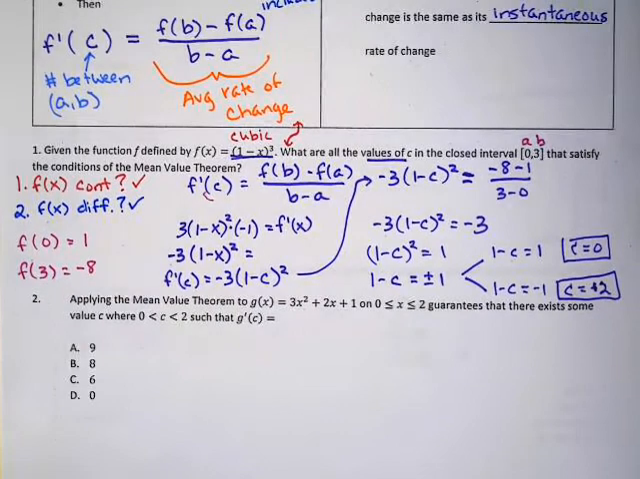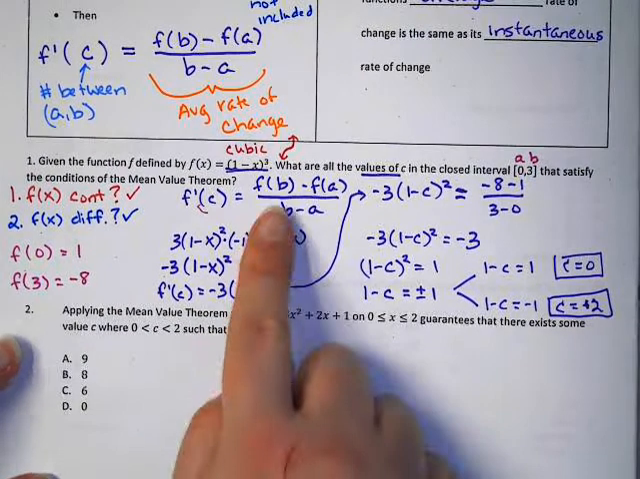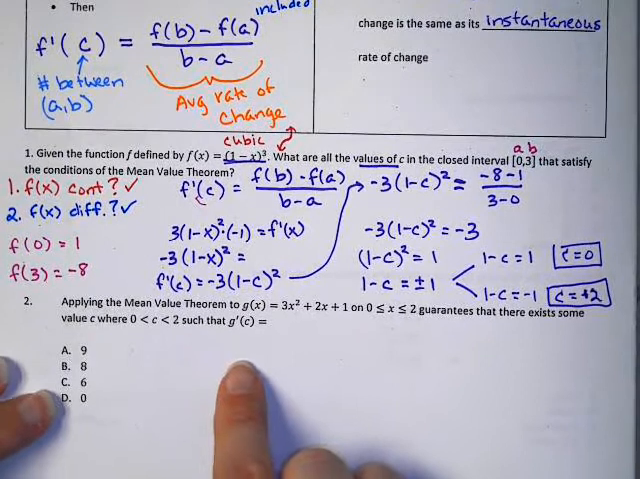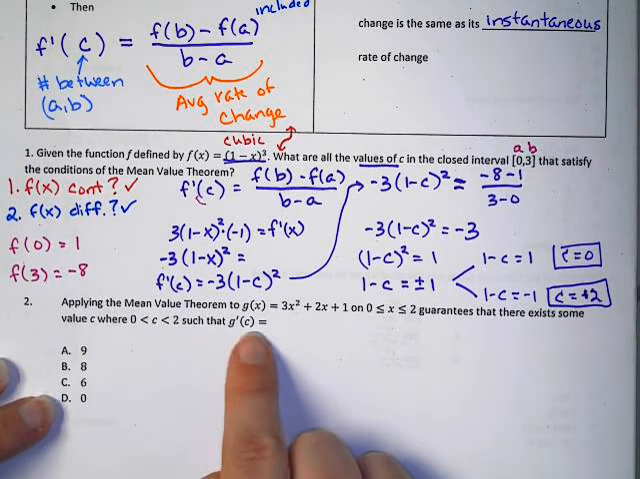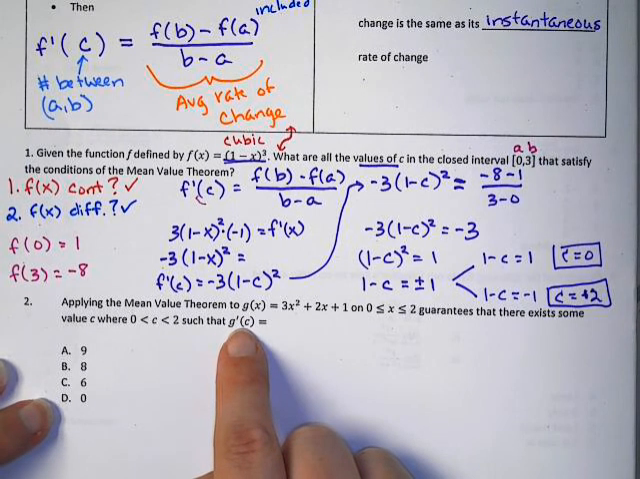Let's take a look at another type of example that we have. So applying the mean value theorem to this function g of x guarantees that there exists some value c between 0 and 2 such that g prime of c equals, and we're trying to find that specific number. So this one is a little different. Instead of asking us to find c like it did in number 1, it's really just asking, what does the slope have to be? What is my instantaneous rate of change at this value c? It's not even asking us to find c.